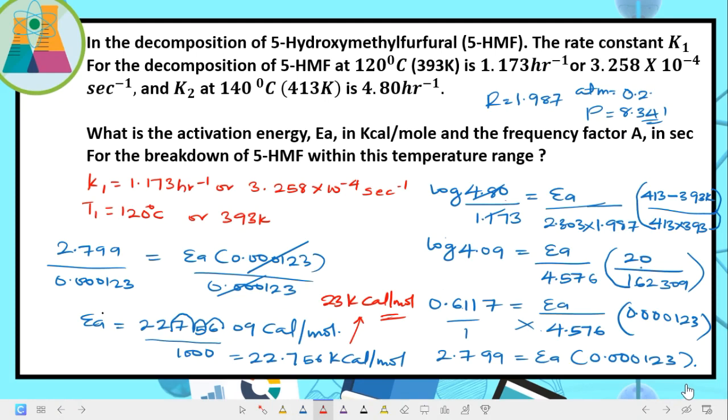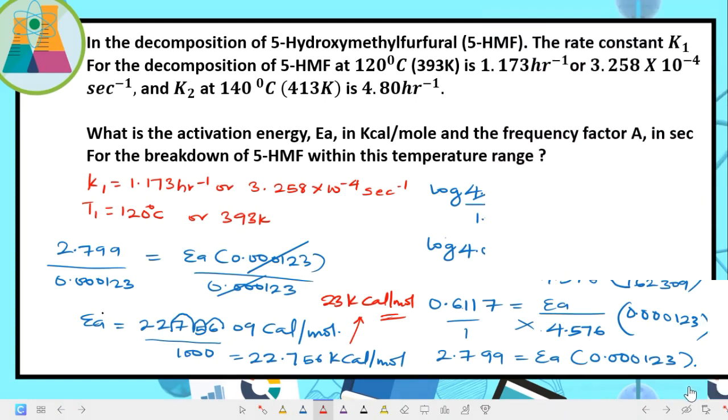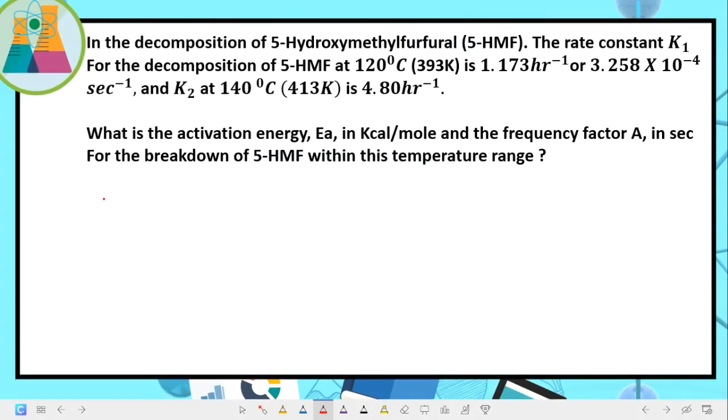That is the EA. Now the frequency factor. Let's calculate the frequency factor in seconds. Now, how do we calculate the frequency factor A? First of all, let's take out the parameter for one of the temperature in seconds. The parameters. Now the temperature, we usually go with seconds.